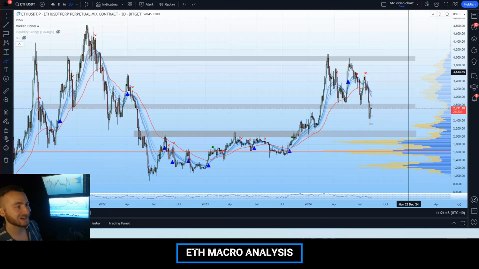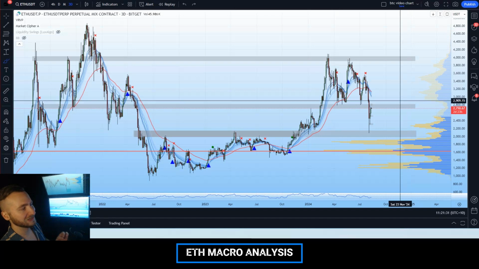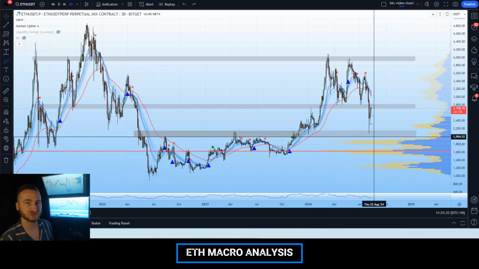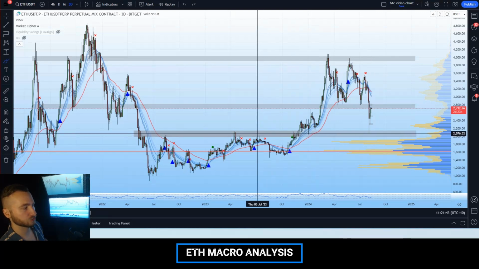So let's go ahead and jump into it, and I want to identify 2 particular horizontal levels on this chart, which we'll be focusing on mainly within this macro analysis. Starting off with our lower level of support between 2,000 and 2,150. And this level is represented by our lower gray box.